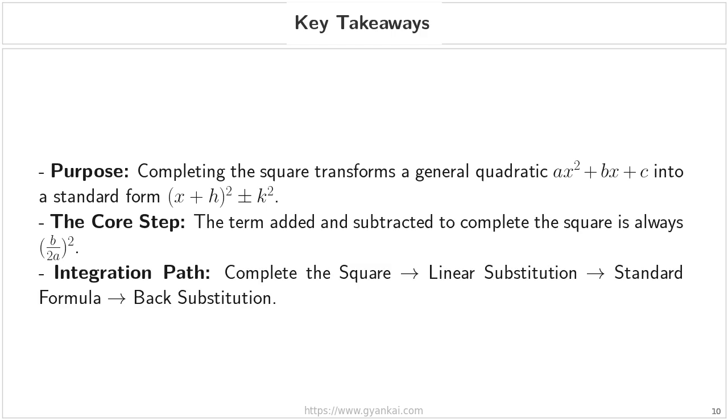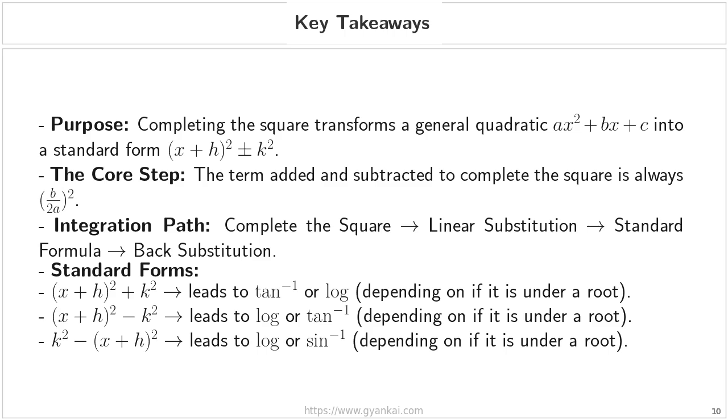Now let's look at the integration path. This outlines the steps we take when tackling these integrals. It's a four-step process. First, we complete the square as we've practiced. Then, we perform a linear substitution, usually letting u equal x plus b over 2a, which means du will be equal to dx. After that, we identify which of the standard integration formulas applies to our transformed integral. And finally, we back substitute to express our answer in terms of x.